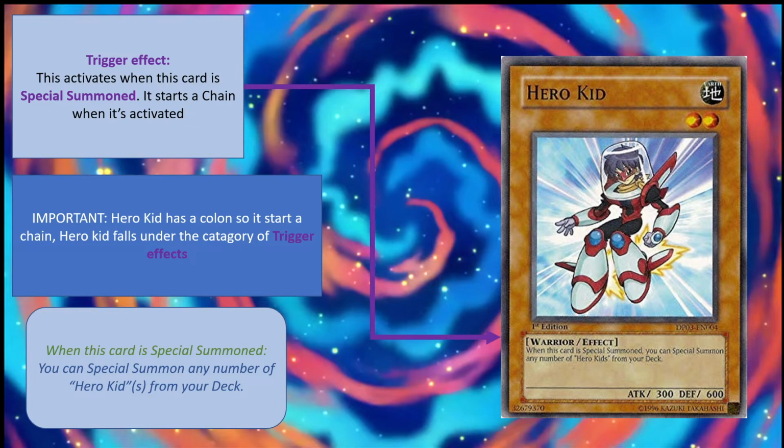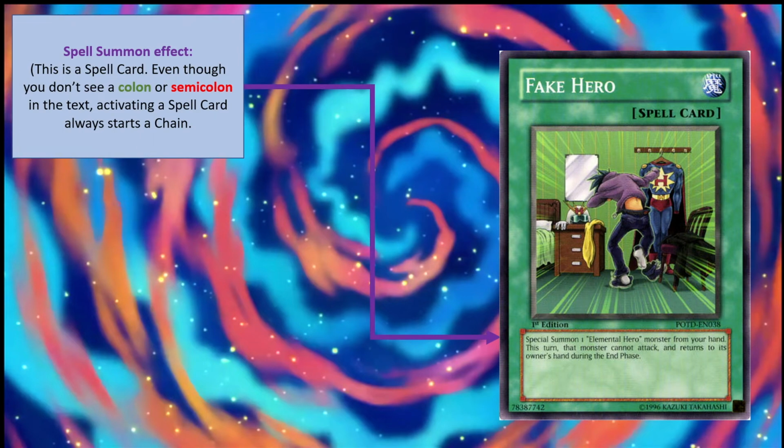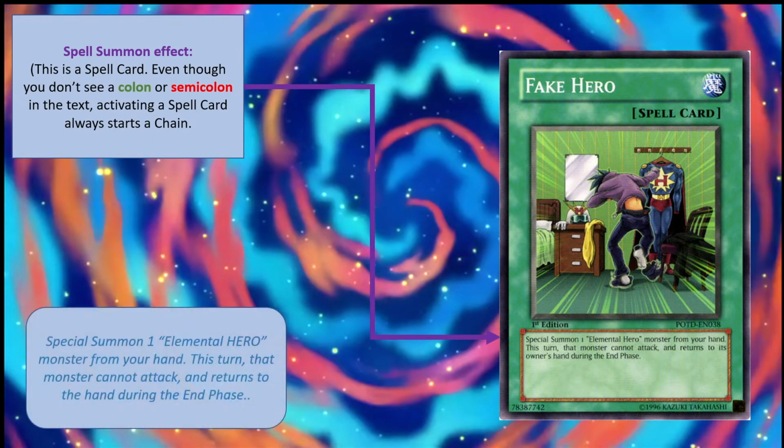So if we look at our last group, which is actually the spells, so spell summon effects, this is something that might be a little bit confusing, but if we look at the effect, it says special summon one Elemental Hero monster from your hand. This turn, that monster cannot attack and returns to the hand during the end phase. Now if we look at this, there is no colon or semicolon, but all spells and traps always start a chain. That's why they fall into category 1.